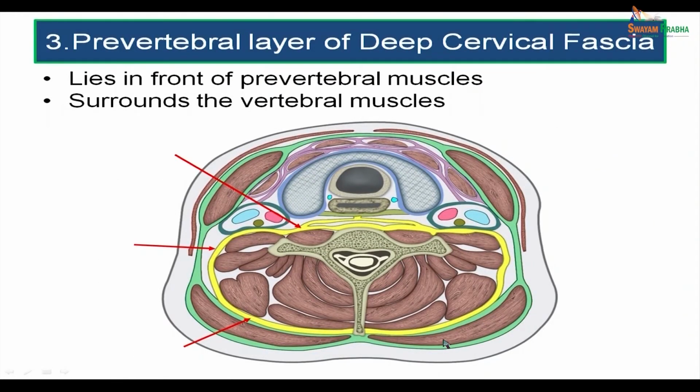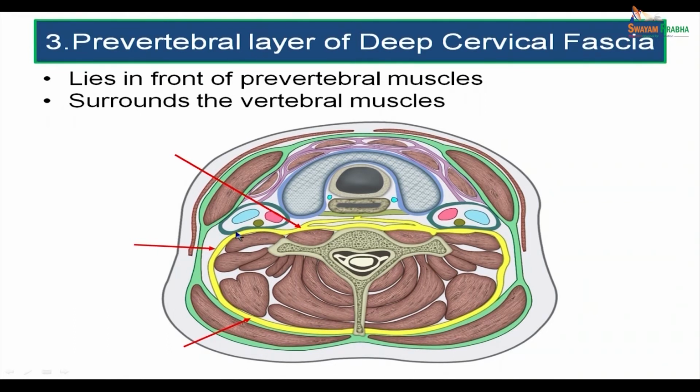Now we come to the third layer, that is the pre-vertebral layer of deep cervical fascia. It lies in front of the pre-vertebral muscles and also surrounds all the other muscles around the vertebrae called vertebral muscles. So, let us look at the diagram. This is the cervical vertebra. In front of the cervical vertebra, these are the prevertebral muscles, and passing anterior to the prevertebral muscles, we can see this yellow line.